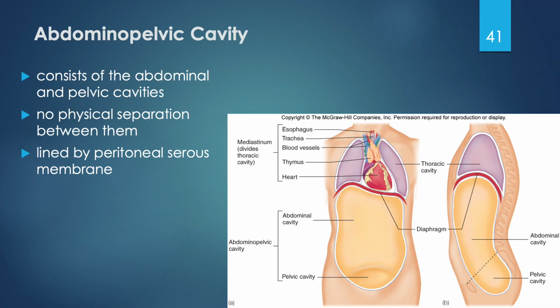So moving from the top to the bottom, we just discussed the thoracic cavity, and now we're moving to the abdominal pelvic cavity, which is exactly what it sounds like. It houses both the abdomen and the pelvis. So there is no physical separation between the abdominal cavity and the pelvic cavity. There's nothing there. They're just basically all coexisting together, and this is a division for us to separate what types of organs are present. And this abdominal pelvic cavity is lined by peritoneal serous membrane.